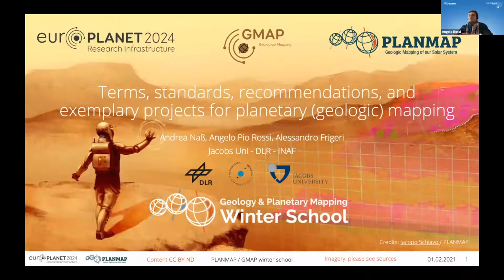We need something to base our maps on. We cannot just draw things, we need a base map. And this seems to be obvious on Earth. We have Google Maps, we have had everything for decades or centuries. For planets it is a bit less obvious.